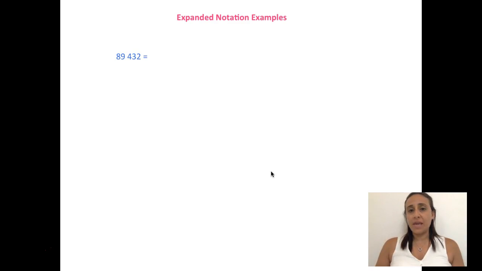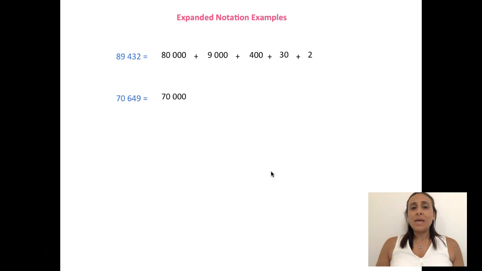Expanded notation examples continued. 89,432: 80,000 plus 9,000 plus 400 plus 30 plus 2. 70,649 in expanded notation is 70,000 plus. There is no value in the thousands column, so we leave that out. We go to 600 plus 40 plus 9.